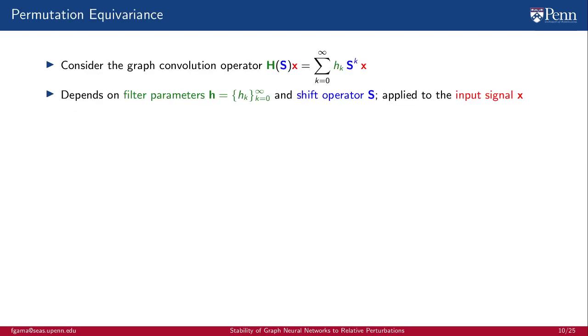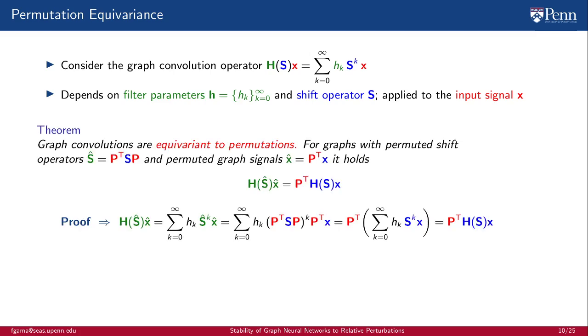Recall the graph convolution operator is a polynomial on the shift, which depends on the filter parameters h, on the shift operator S, and is applied to the input signal x. Then we have that graph convolutions are equivariant to permutations. This means that for graphs with permuted shift operators and permuted graph signals, it holds that the outputs are permuted versions of each other. The proof follows from basic algebra and the properties of the permutation matrix.